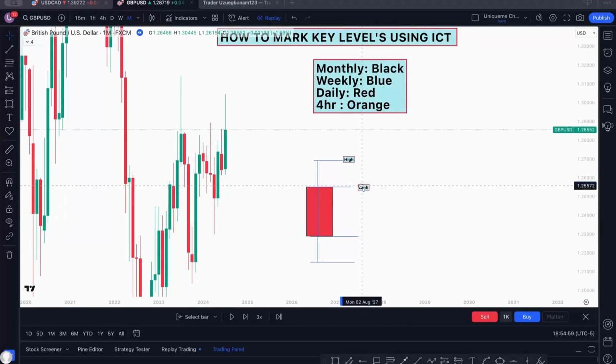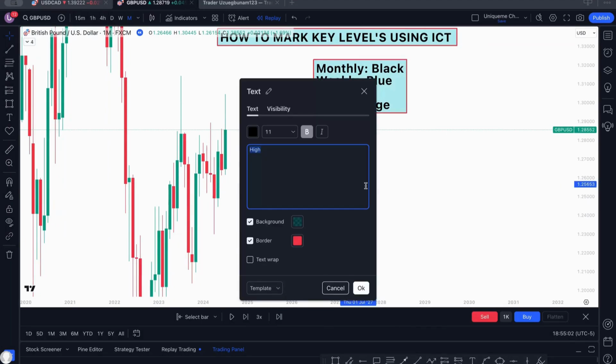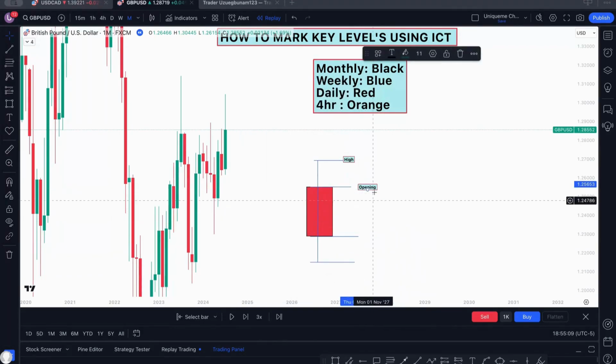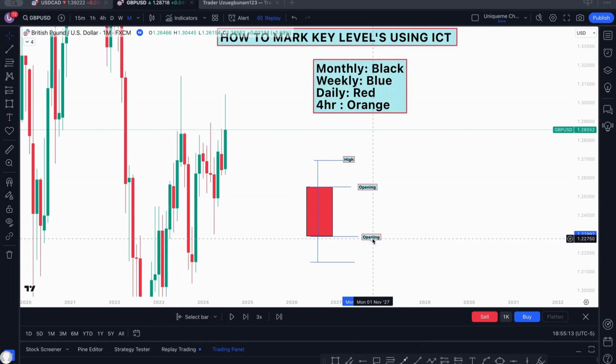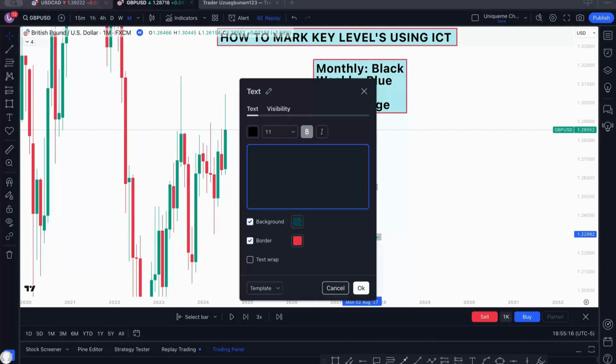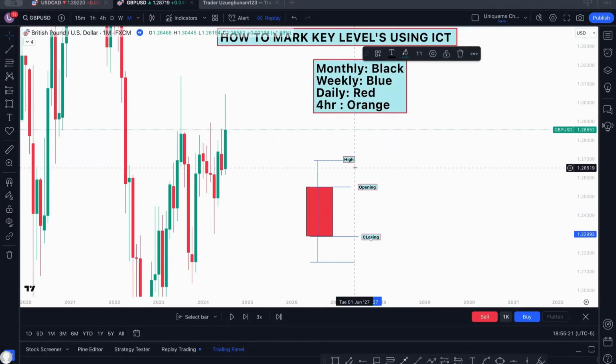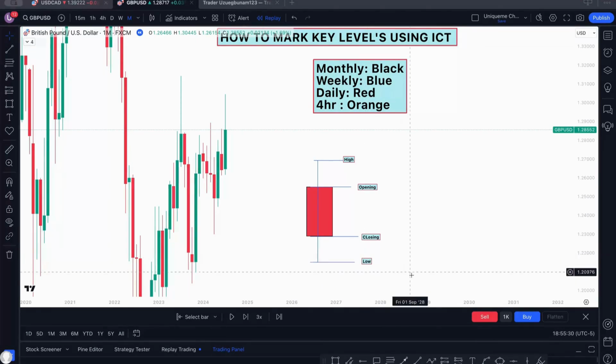Clone. This is the opening of a bearish candle. Okay, clone. This is the closing of a bearish candle. We all know that. And what do we have here? We're going to clone it, right? This is also the low of the bearish candle. This is for a bearish candle.